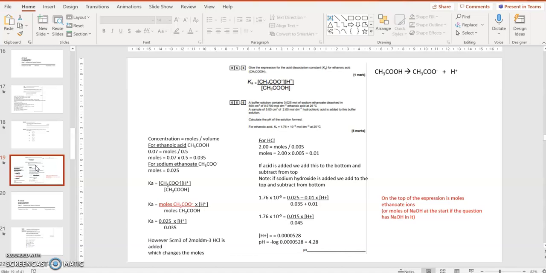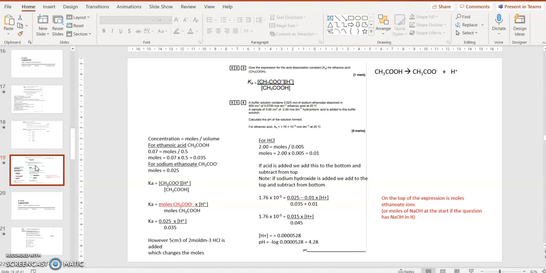Ethanoic acid, CH3COOH, dissociates in water to make H plus ions, as all acids do, and what's left over is an ethanoate ion, CH3COO minus. So I've got the concentrations of things on the right hand side divided by the concentrations of things on the left hand side.